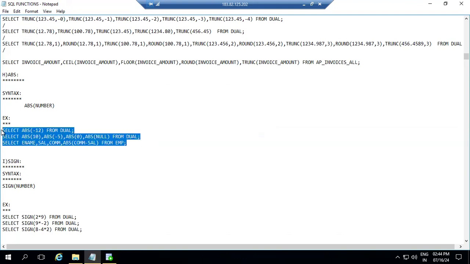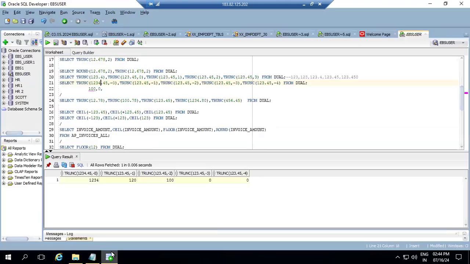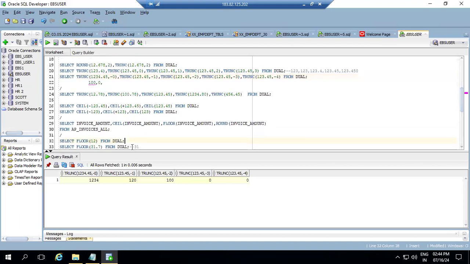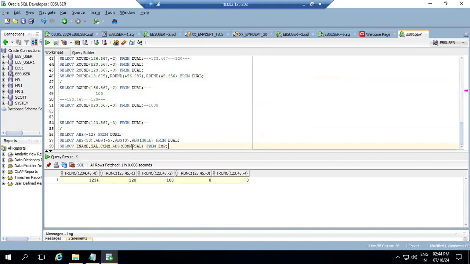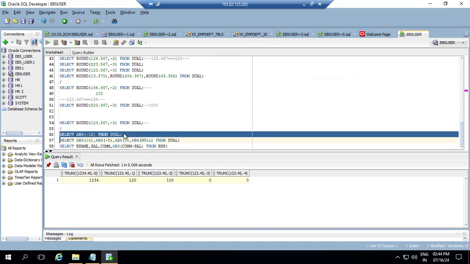So what happens in this case? You are given a negative number, and it will convert to positive. It will give you the output as 12 only. The same value, 12. Minus 12 gives 12.